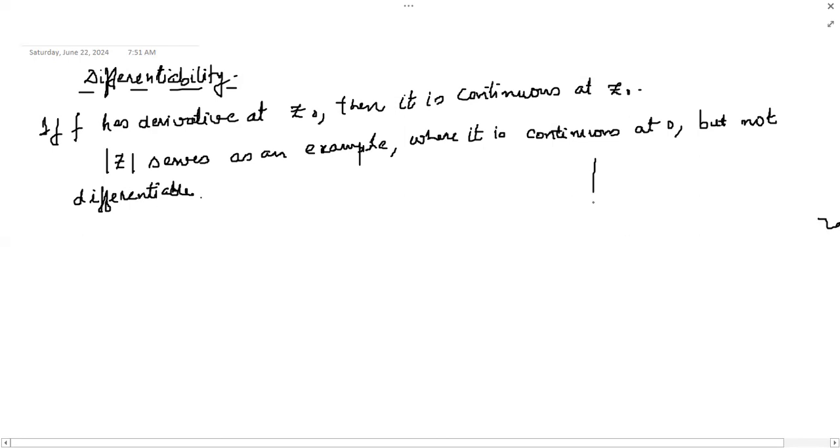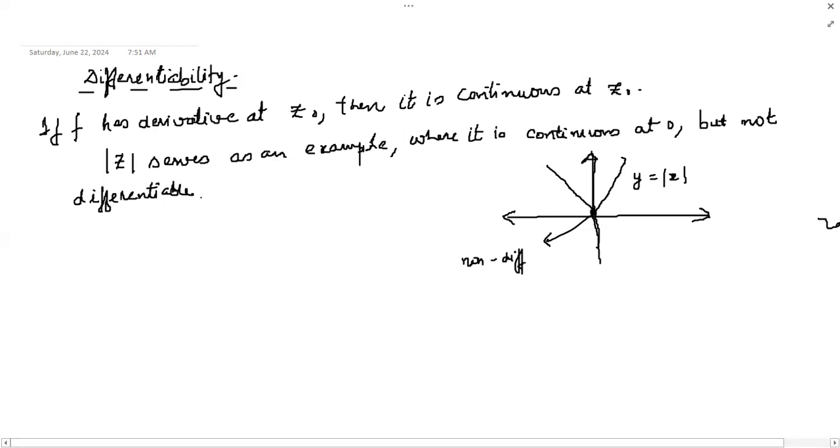I tried to compare it with modulus of x. However, I cannot compare because modulus of z cannot be graphed like this. But in one variable calculus I can graph on 2 dimensions. So basically, y is equal to modulus of x. You know from your standard 12 that this is non-differentiable at x equal to 0. However, it is continuous everywhere.